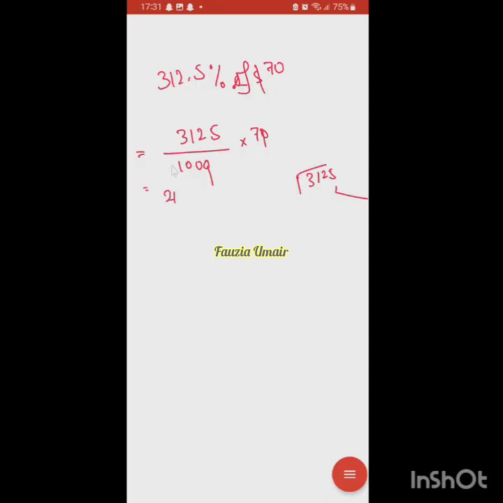21,875, divided by 100. All right. So the answer would be 218.75. Very good. 218.75. So the unit would be dollars.